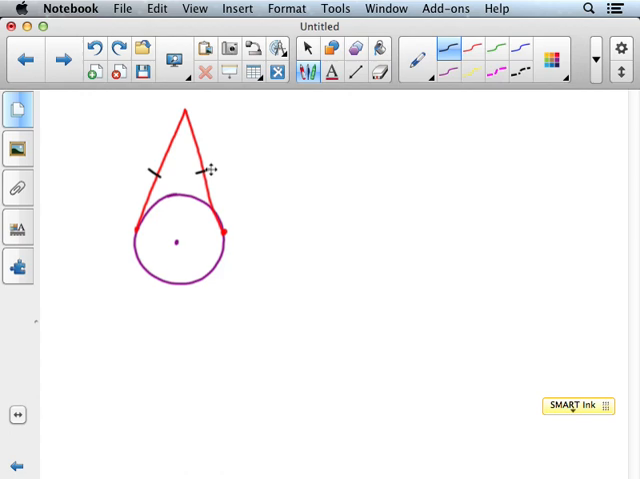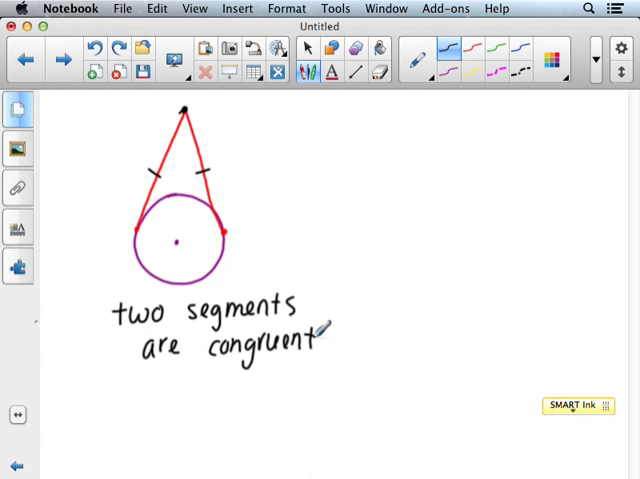So if two segments intersect at a point here, and they're tangent to the circle, then the two segments are congruent. So I'm just going to write two segments are congruent. Easy, clown hat. Okay?